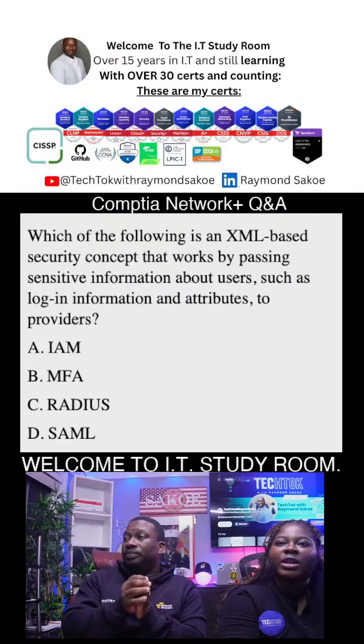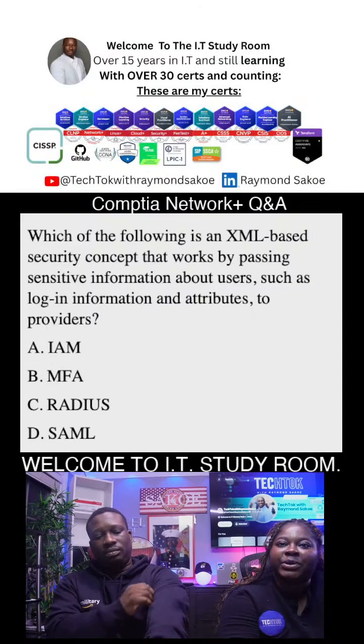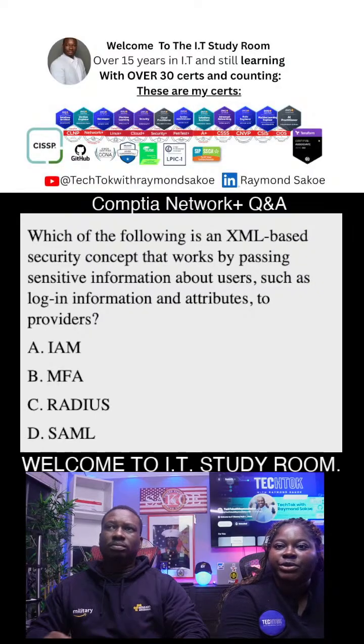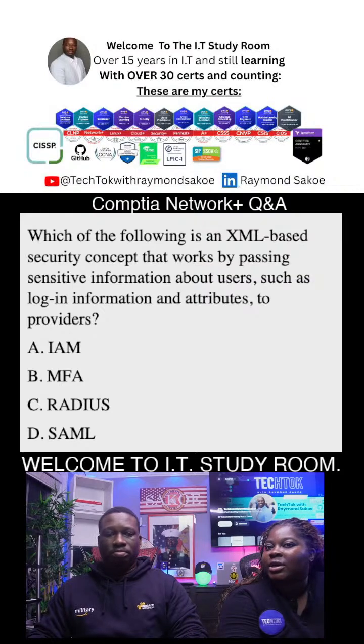All right, which of the following is an XML-based security concept that works by passing sensitive information about users, such as login information and attributes to providers? Okay, we have SML.